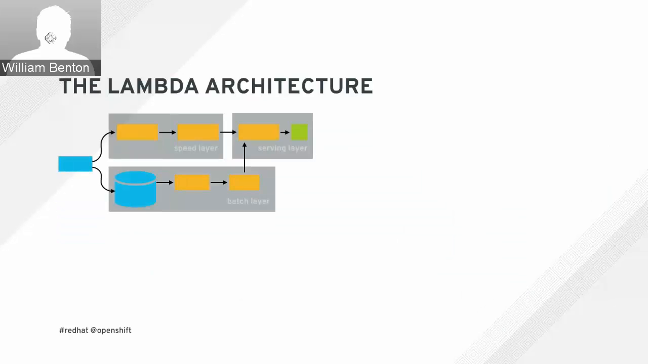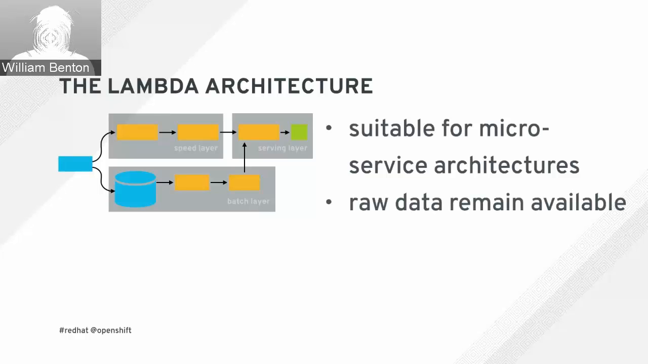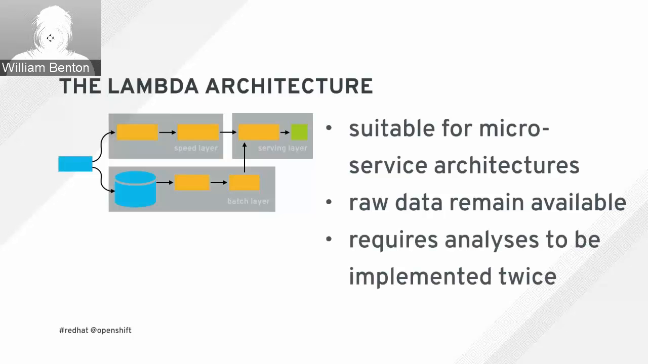So there are some major advantages to the Lambda architecture over the two legacy architectures we looked at earlier. The first is that it's suitable for microservice architectures, and that unlike the traditional data warehouse, raw data remain available. However, like the traditional data warehouse, the Lambda architecture requires that you implement your analyses twice in two different ways, once as streaming analyses in the speed layer and once as batch analyses in the batch layer. These are probably going to be with different APIs, maybe even with different algorithms, just because of how you have to implement streaming jobs versus batch jobs. So that's a real development cost to consider. However, this is a suitable architecture for a lot of problems.